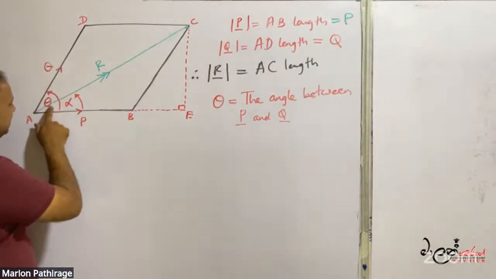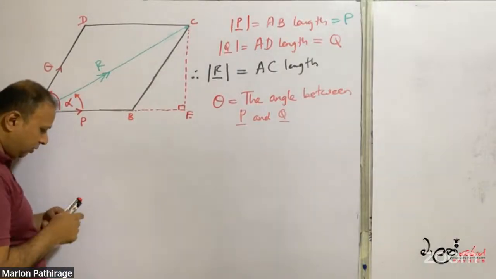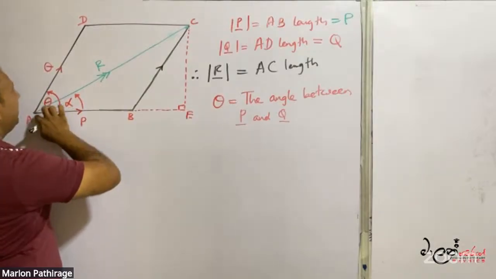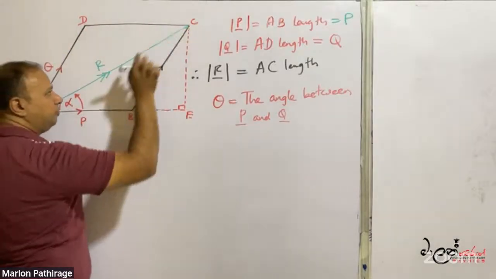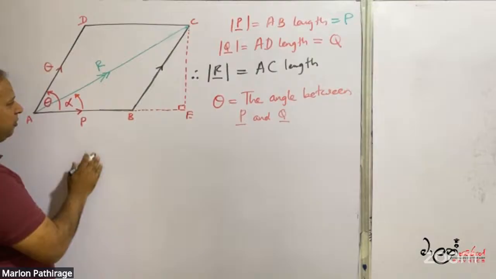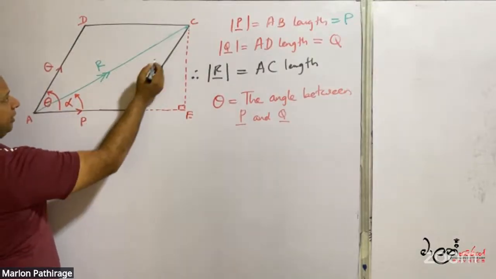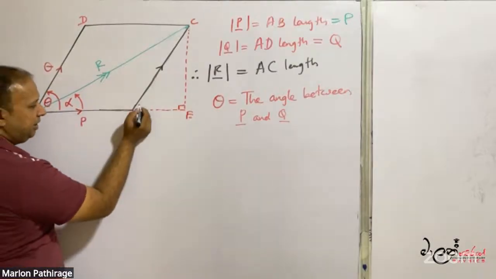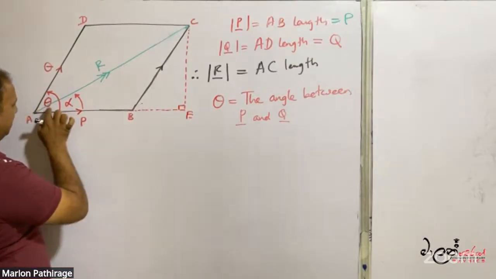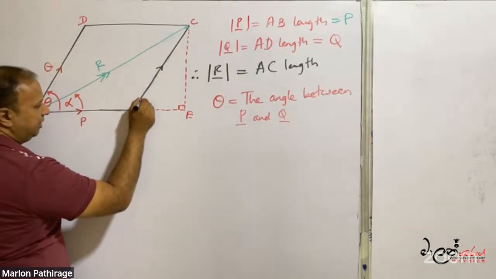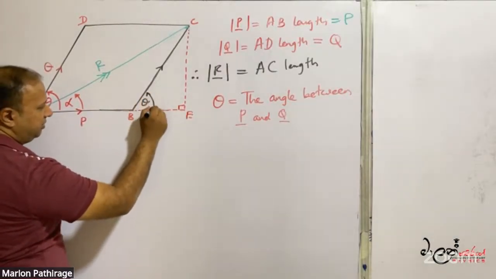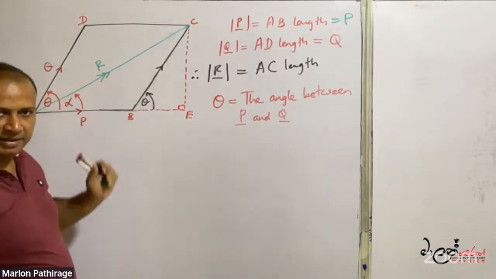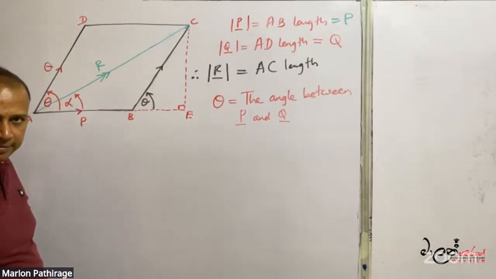So if it is theta, now you know this is a parallelogram. Therefore, AD is parallel to BC. Therefore, the CBE angle should be equal to theta, corresponding angles. Is that clear? If it is clear, please raise your hand.